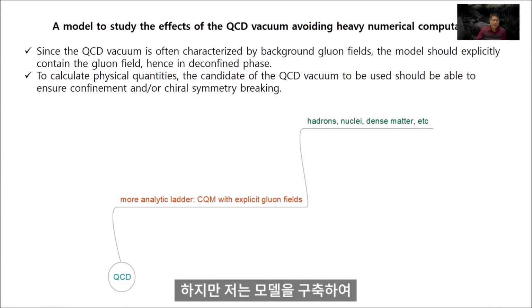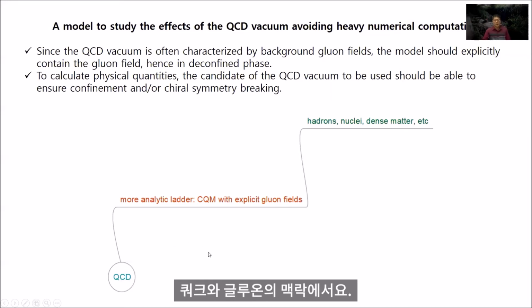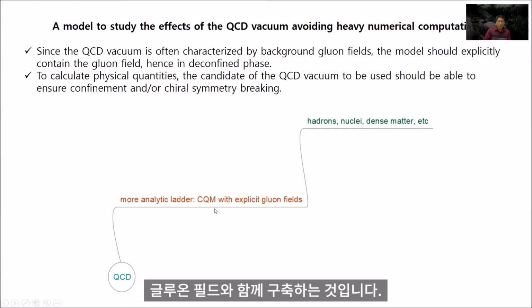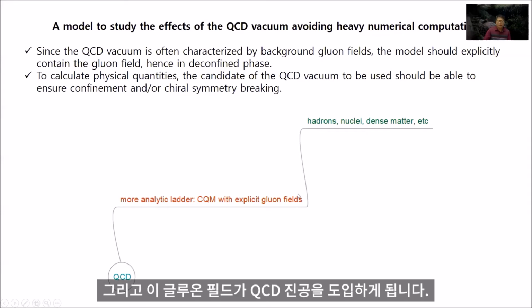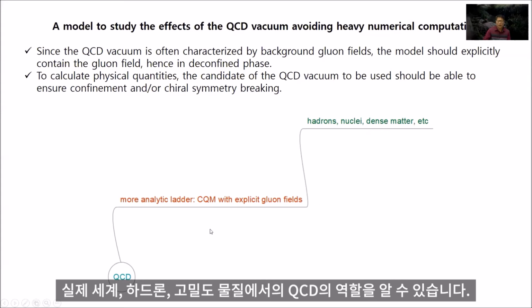But I want to construct a model to understand these hadrons and dense matter without using such heavy numerical computations in terms of quarks and gluons. So the thing I want to suggest here is that you can use a chiral quark model or chiral constituent quark model with gluon fields. And these gluon fields will introduce the QCD vacuum. Then if you calculate something within this setup, you can understand the role of the QCD vacuum in the real world and the hadrons and dense matter.